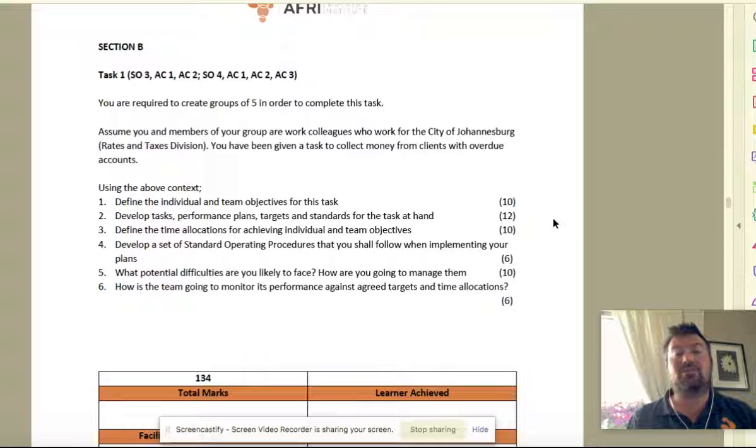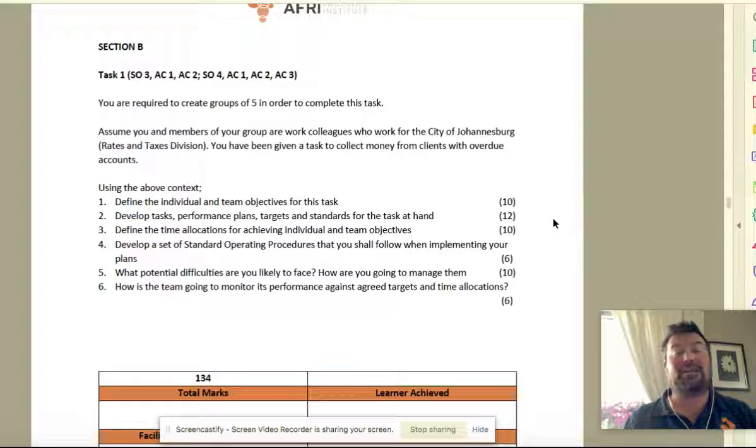Now assume you and members of your group are work colleagues who work for the city of Johannesburg, the Rates and Taxes Division. Okay, so this is going to be fun. City of Joburg, Rates and Taxes Division. You have been given a task to collect money from clients with overdue accounts. Now think of that context, okay? Now you've got to be very aware of what you are coming into.